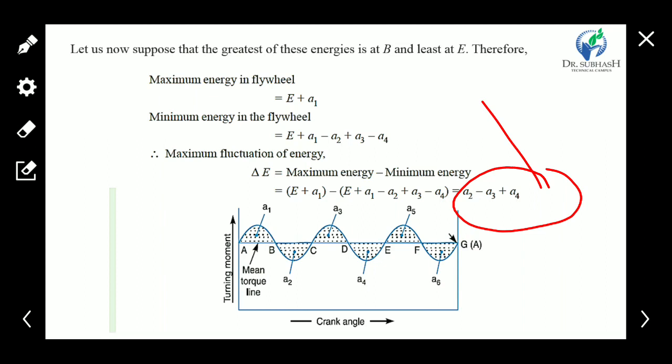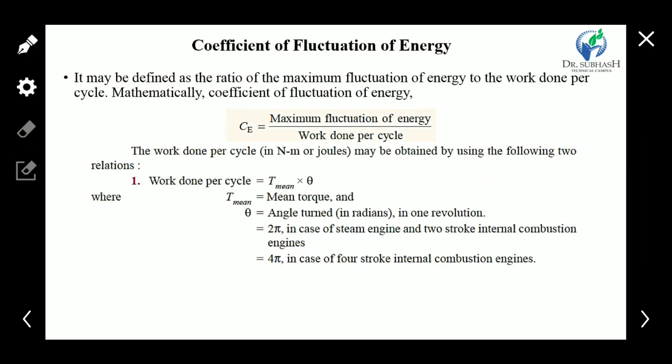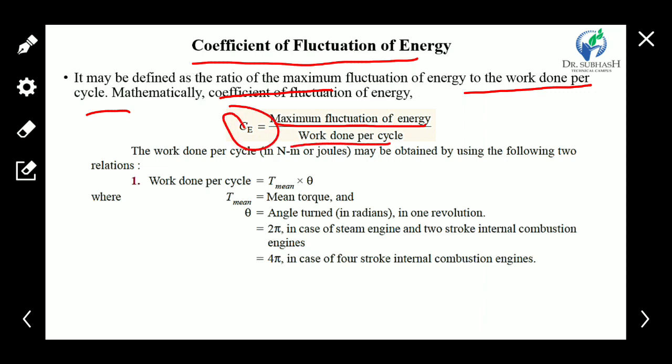Okay, in this way we can calculate the maximum fluctuation of energy with the help of the turning moment diagram, getting the minimum energy and maximum energy, and from that difference we get the maximum fluctuation of energy. Now the coefficient of fluctuation of energy is the ratio of the maximum fluctuation of energy to the work done per cycle.